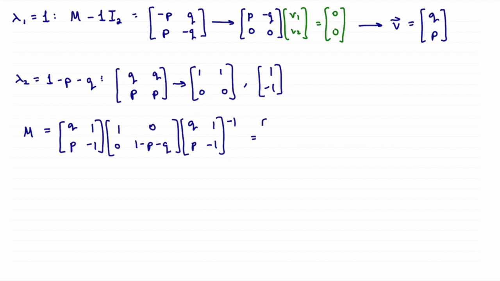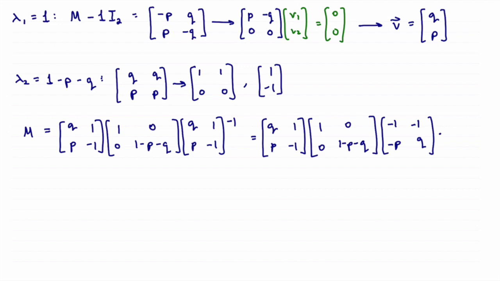Okay, let me write this out again. I'll leave the first two matrices alone. So q, p, 1, negative 1, and then 1, 0, 0, 1 minus p minus q. Then I will not necessarily use this matrix in the next line, but we'll need it eventually. So let me invert that third matrix. For a 2 by 2 matrix, it's always easy. You switch the entries on the main diagonal, so that's going to be negative 1 and q. And then you negate the other entries, so negative 1, negative p, and then you multiply it by 1 over the determinant, which is negative q minus p. Okay, we'll probably save that for later.